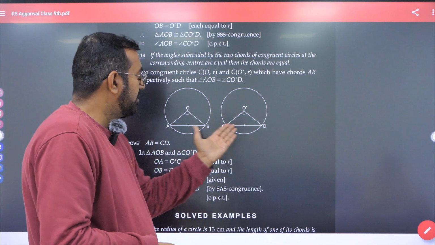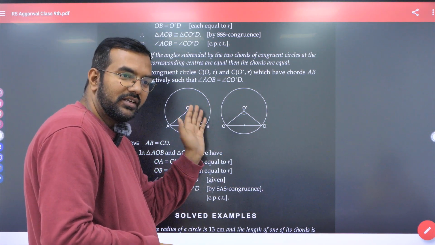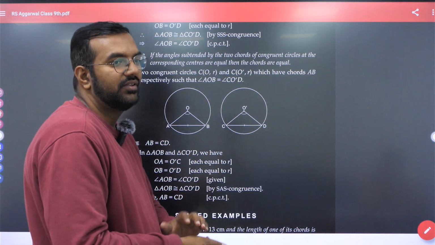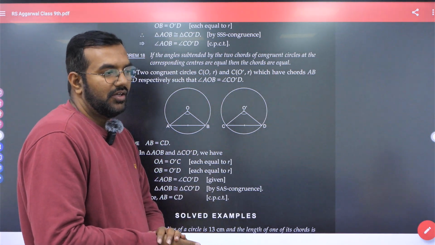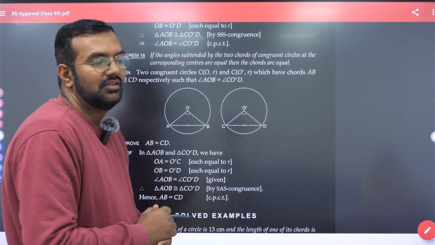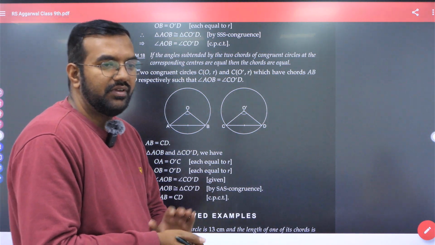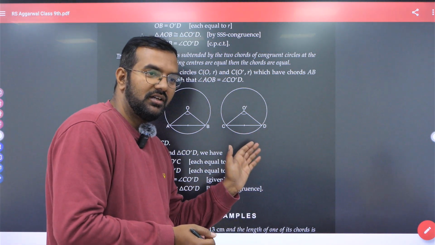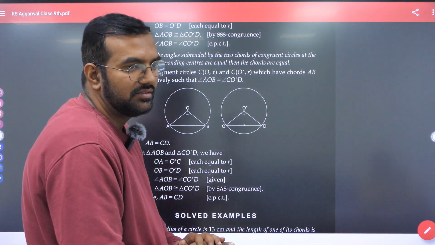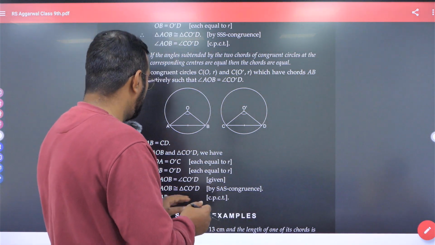Angle subtended by two chords are equal, then their corresponding chords are equal. We have proved it in the same circle. Now it is saying to prove it in two congruent circles. By a similar way we will prove it. The way we have proved it in the same circle, by that way we will prove it in the two different circles, because the radii of the two circles are equal here. Circles are congruent, na?